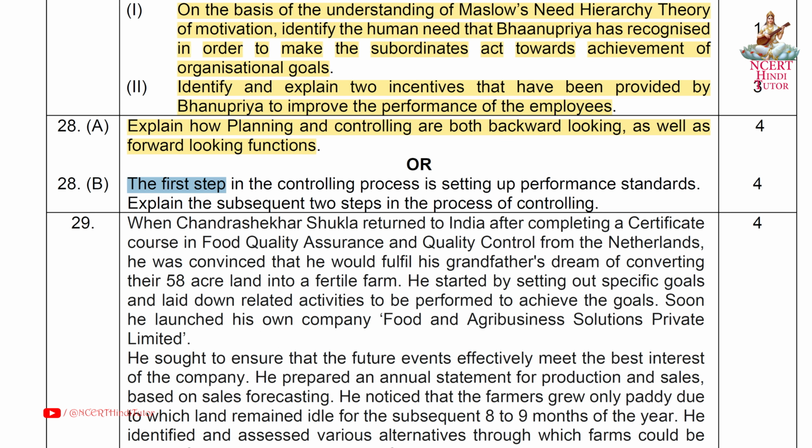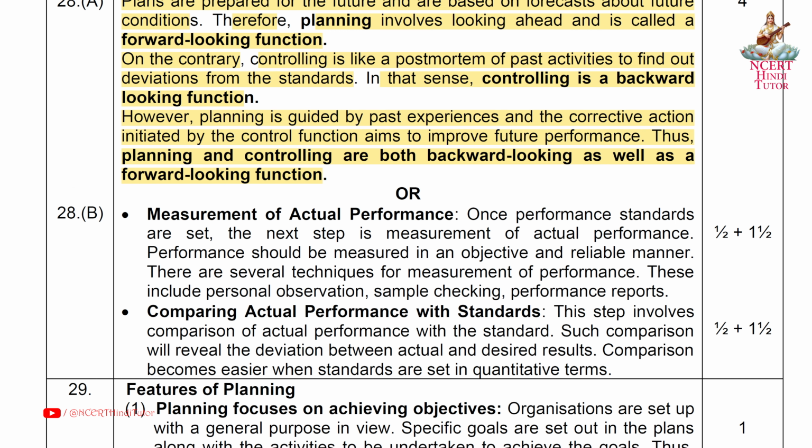28b. The first step in the controlling process is setting up performance standards. Explain the subsequent two steps in the process of controlling. Answer: first, measurement of actual performance. Once performance standards are set, the next step is measurement of actual performance. Performance should be measured in an objective and reliable manner. There are several techniques for measurement of performance. These include personal observation, sample checking, performance reports.